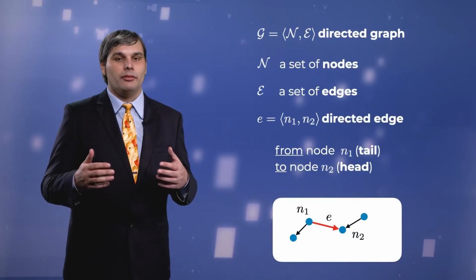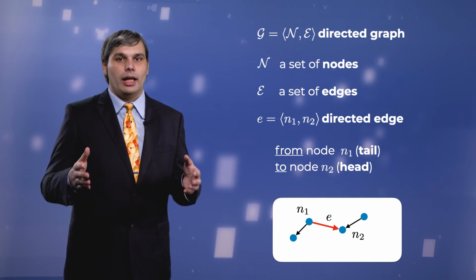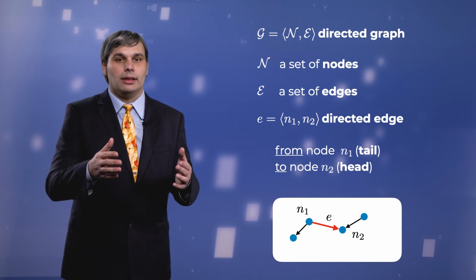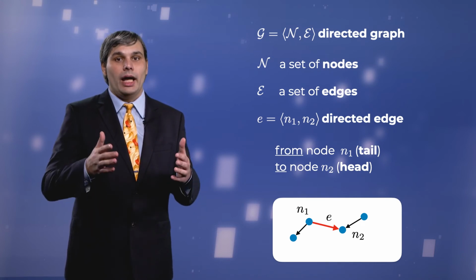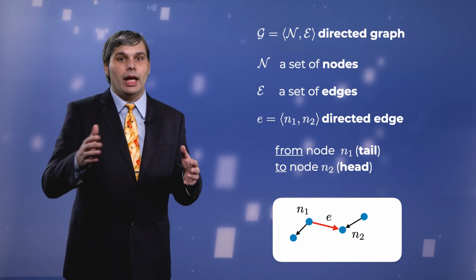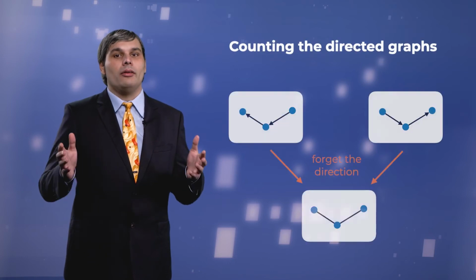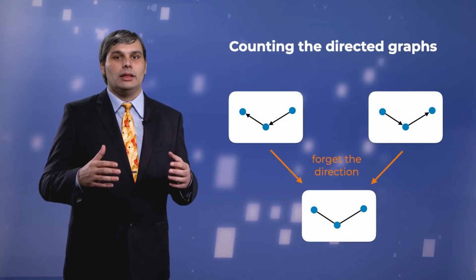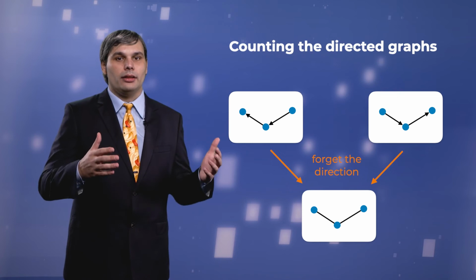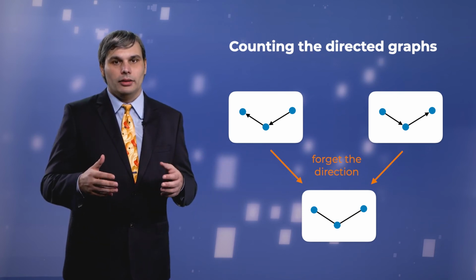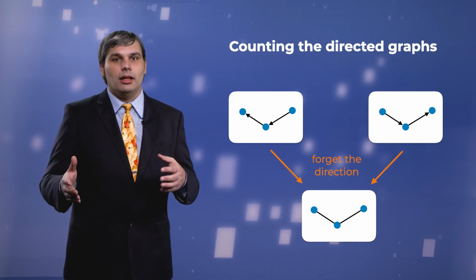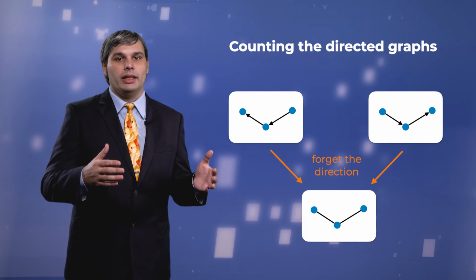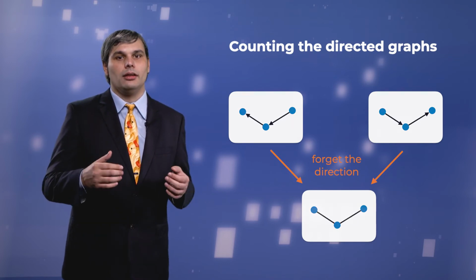Let's look at the formal definition of directed graph. An edge is now an ordered pair of nodes. One node is called the head, and the other is called the tail. Now we draw the edge as an arrow that goes from the tail to the head. Let's now count the directed graphs. First, intuitively, we can see that there are many more directed graphs than undirected. In fact, you can take a directed graph, forget the directions of the edges, and obtain an undirected graph. Vice versa, for each undirected graph, there are many directed graphs that could correspond to it.